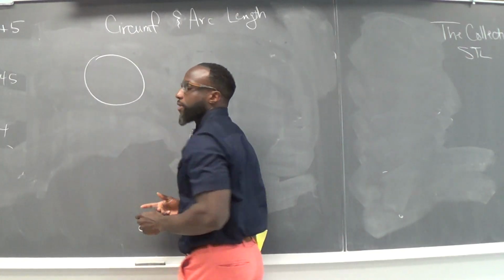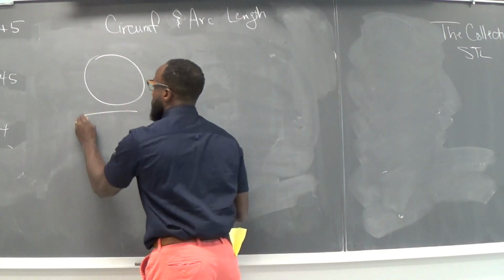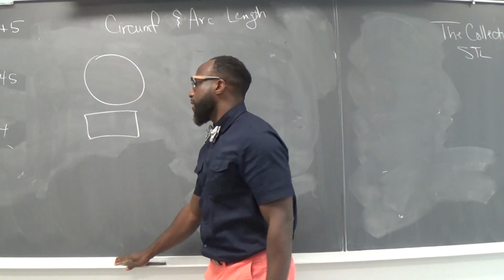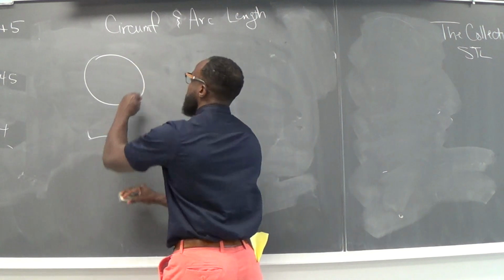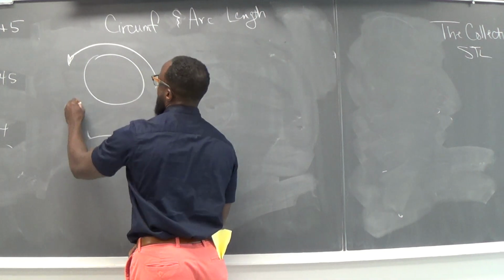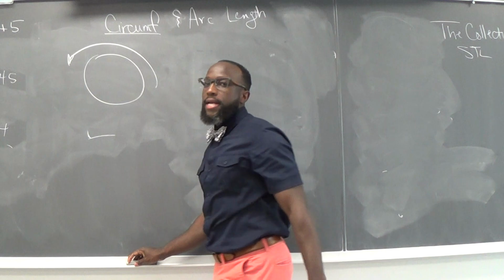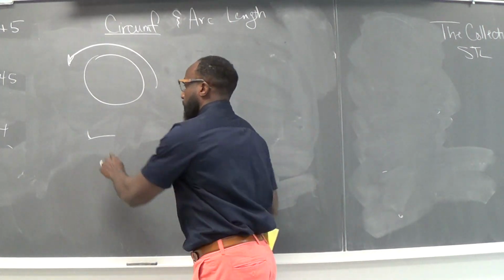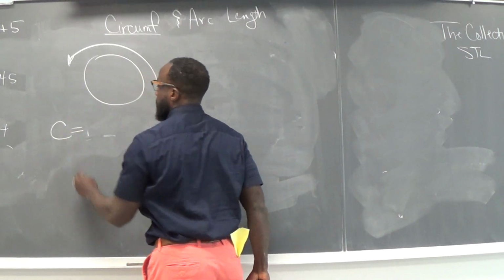So we got a circle. What's the difference between a circle and one of these? It doesn't have any sides. No edges, right, good. Alright, so the distance around the circle is called the circumference. And so the formula for the circumference is what?